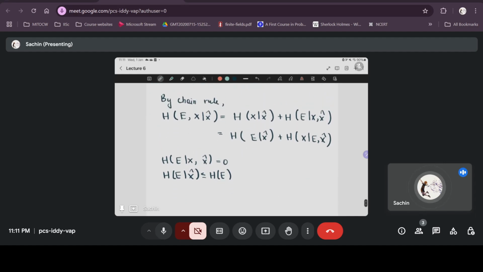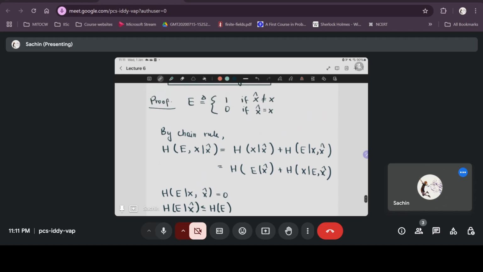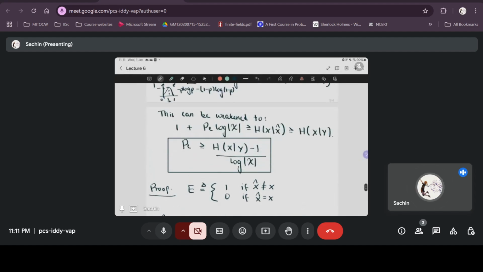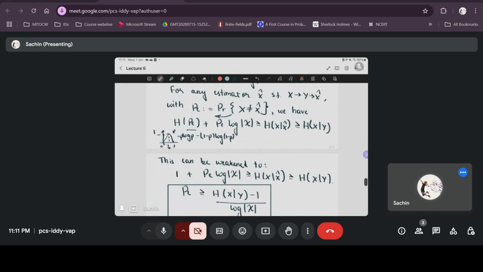But what is h of e? It is minus summation of p of e equal to 1 log p of e equal to 1, plus p of e equal to 0 log p of e equal to 0. But what is p of e equal to 1? It's the same as the probability that x hat is not equal to x. What is the probability of e equal to 0? It's the same as the probability of x hat equal to x. But the probability of x hat not equal to x, we called it PE here.